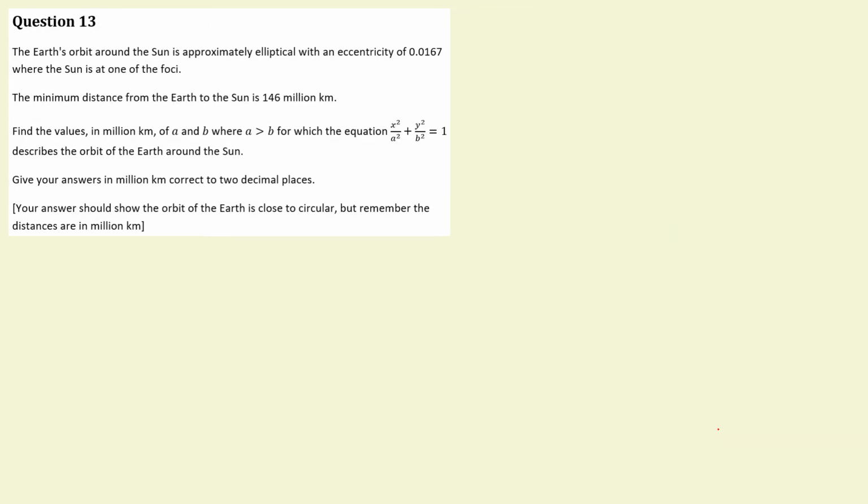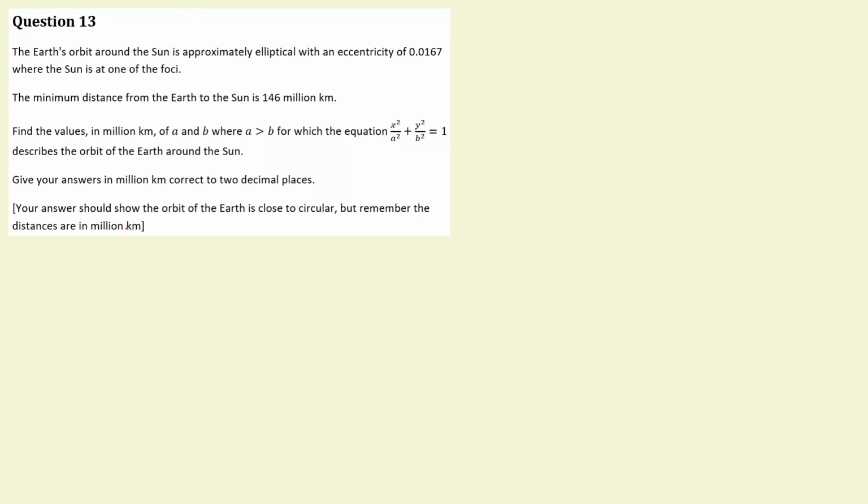And finally, on to question 13. So the Earth's orbit around the Sun is approximately elliptical. We're told the eccentricity, 0.0167. The Sun is at one of the foci. The minimum distance from the Earth to the Sun is 146 million kilometers. We've got to find basically the equation of the ellipse, which is the Earth's orbit around the Sun. And we're told that A is bigger than B, so we're drawing it that way around where the major axis is horizontal. Okay, so we give our answers in million kilometers to 2 decimal places.